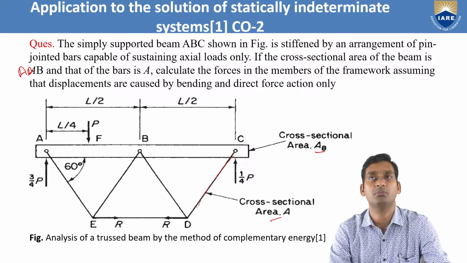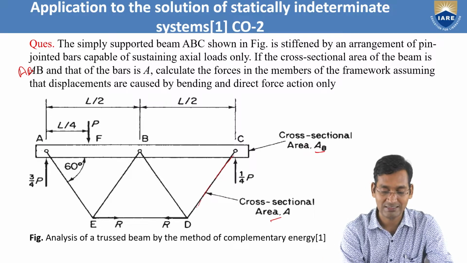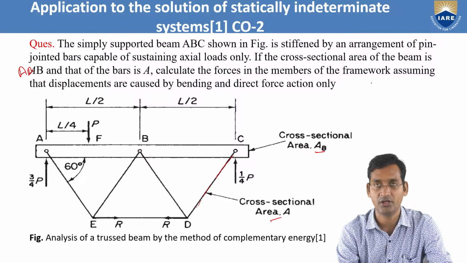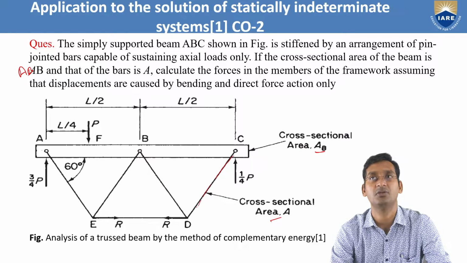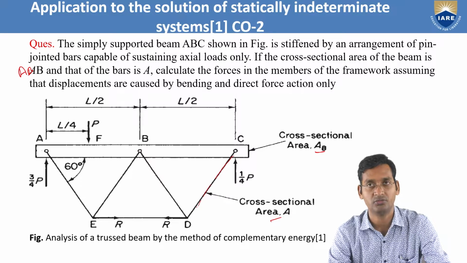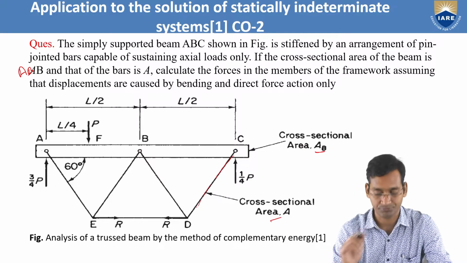Calculate the forces in the members of the framework, assuming that displacements are caused by bending and direct force action only. So in each member, like AE, EB, and so on, we have to find the forces, and the displacement is because of bending and direct forces only. Whatever other effects act, we have to ignore.